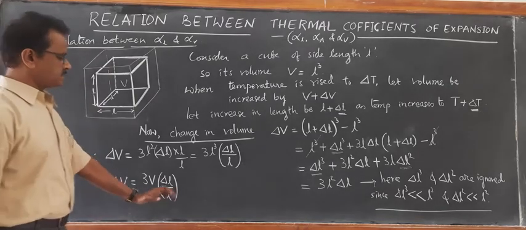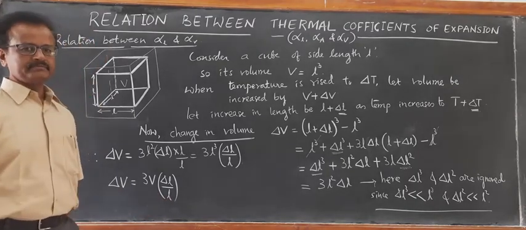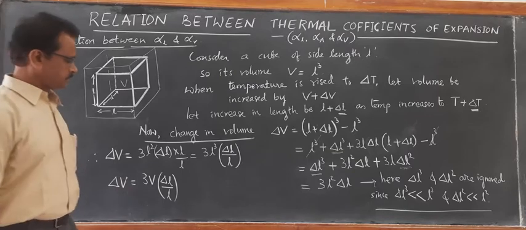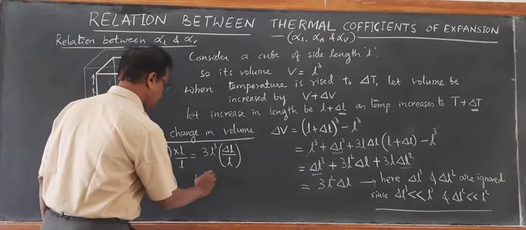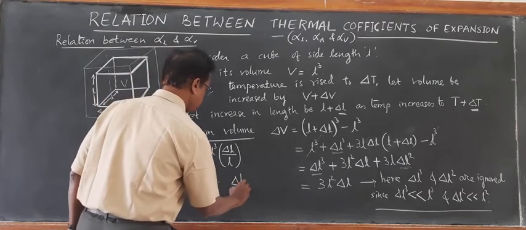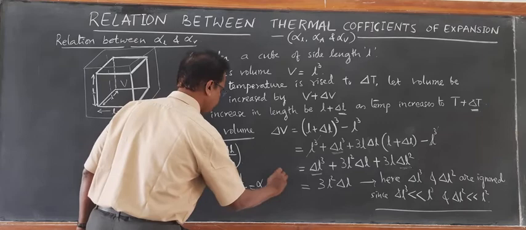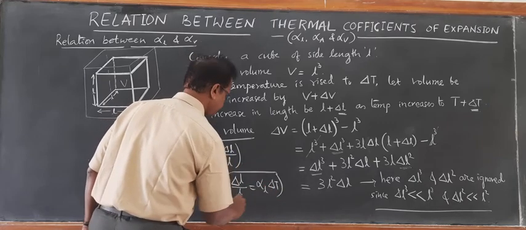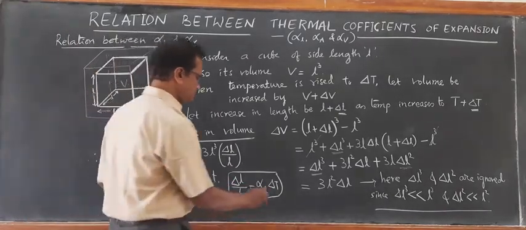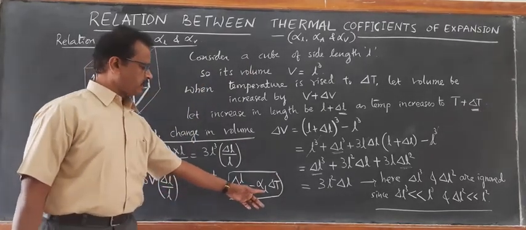Now what is delta L by L from our previous knowledge? Fractional change in length is directly proportional to change in temperature. So we know that fractional change in length is equal to alpha L into delta T, where alpha L is the coefficient of linear expansion and delta T is the change in temperature. So delta L by L is equal to alpha L delta T.